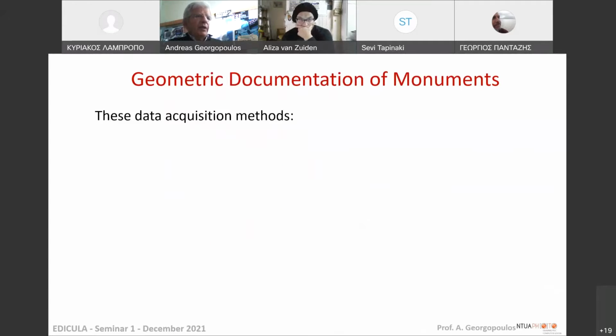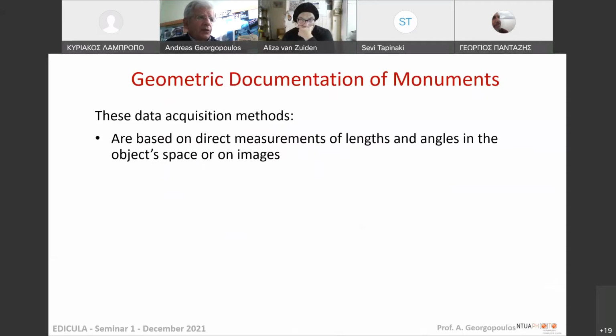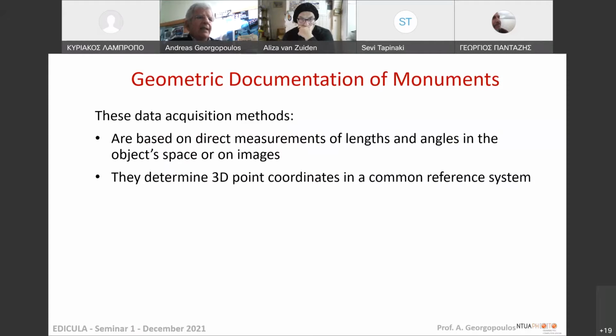Now, going back to the data acquisition methods, all these nice methods that we are using and we used in Jerusalem are based on direct measurements of lengths and angles in the object space or on images, and indirectly we determine the coordinates of the points. Okay, so the actual measurement is either the length and the angle or the direction of the rays.